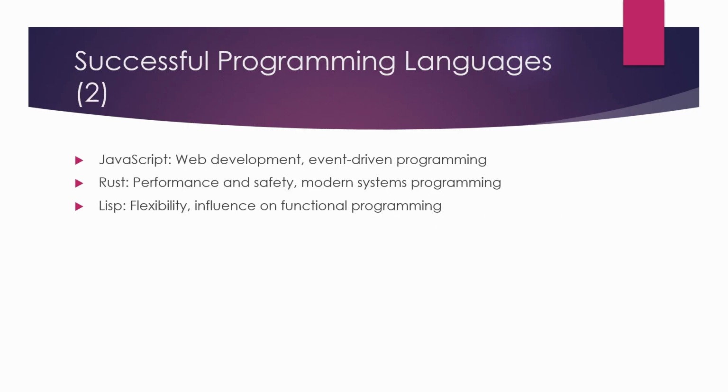Other notable languages include JavaScript, which powers most of the web with its event-driven nature. Rust has gained popularity due to its focus on safety and performance, particularly in systems programming. Lastly, Lisp, one of the oldest programming languages, is known for its flexibility and influence on functional programming.